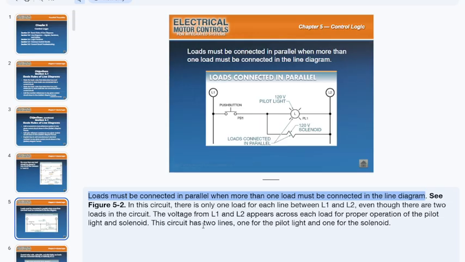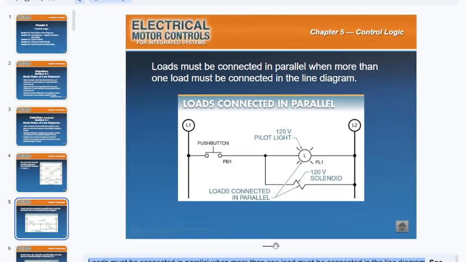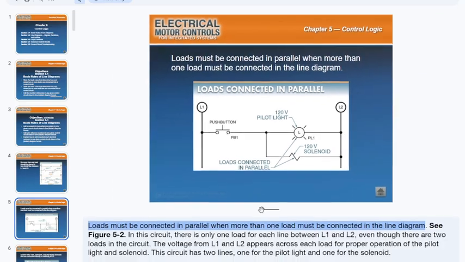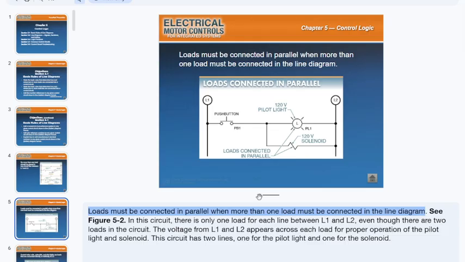In this circuit that we're looking at here, there is only 1 load for each line between L1 and L2. We'll talk about it because they are picking up a line or a rung from the center. You notice that they are picking up that rung from the center. They're not bringing the rung from L1. This is good and this is bad. I'll explain the positives and negatives of that.